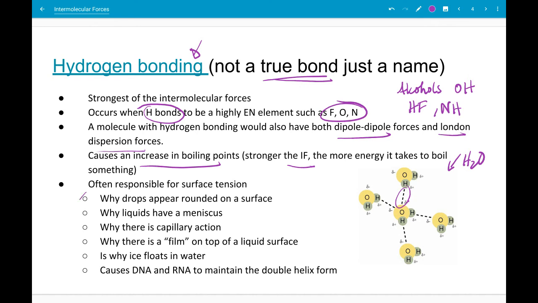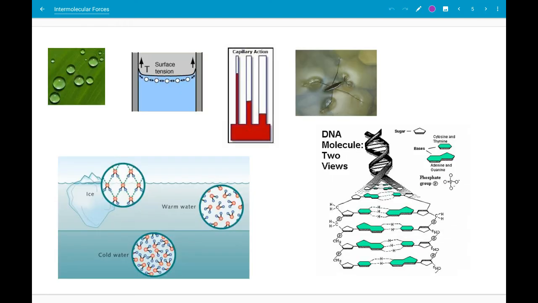So these are the other things that hydrogen bonding is responsible for. That's why drops appear rounded on a surface, why liquids have a meniscus, capillary action, a film on top of a liquid surface, why ice floats in water, and why there's a double helix for DNA and RNA. So I have pictures of all of this. And so here's your droplets.